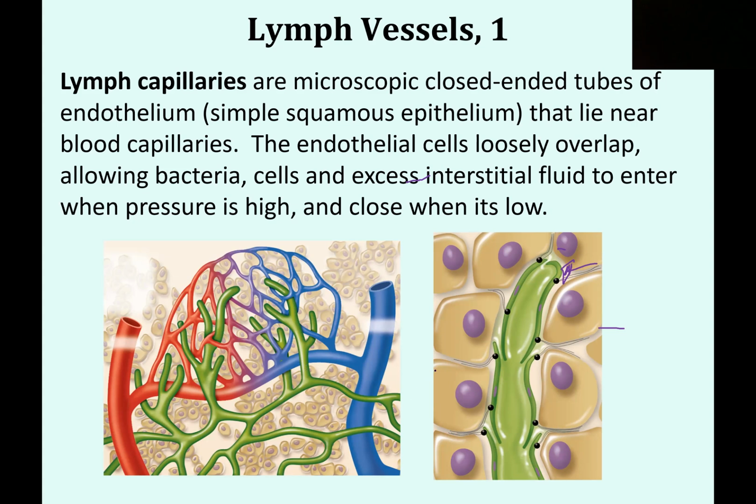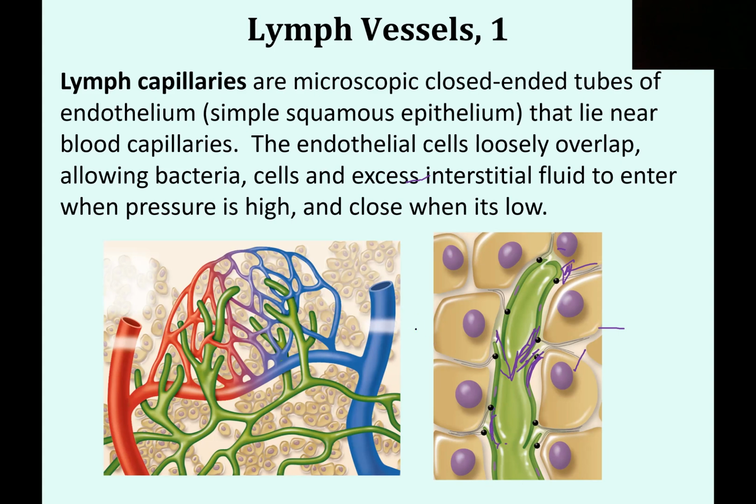The endothelial cells are loosely overlapped. So you can see a piece here and you can see a piece here. When the fluid is high, interstitial fluid level is high, it pushes it in, pushes other materials in. When the pressure is low, they're going to close. So high pressure opens up the gaps. Low pressure means that they close up.